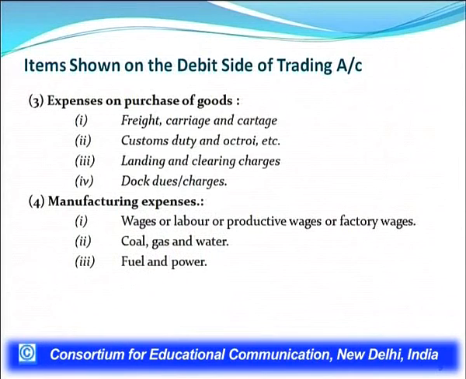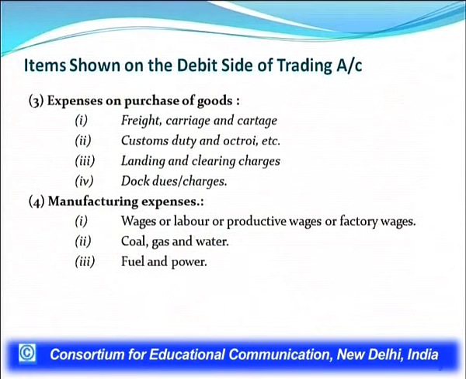Now, we would like to discuss a few expenses on purchase of goods. Whenever goods are purchased, many times the firm has to pay freight, carriage, cartage, and then import duty or customs duty if the goods have been imported. Then octroi. Octroi is an entry tax which is paid when the goods enter a city. It is basically levied by local authorities, the municipal committee or corporation. Then landing and clearing charges.